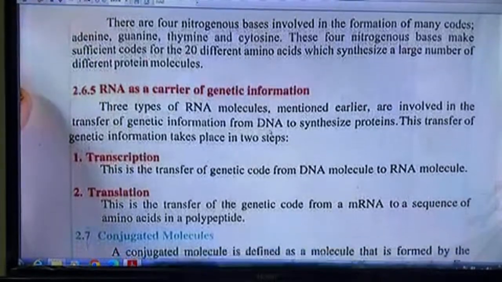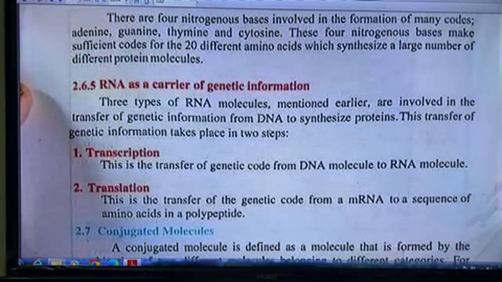There are four nitrogenous bases involved in the formation of many codes: adenine, guanine, thymine, and cytosine. These four nitrogenous bases make sufficient codes for the 20 different amino acids which synthesize a large number of different protein molecules. RNA is a carrier of genetic information.